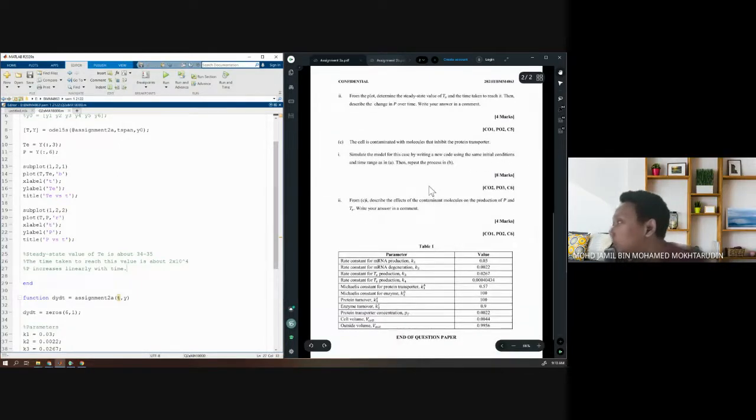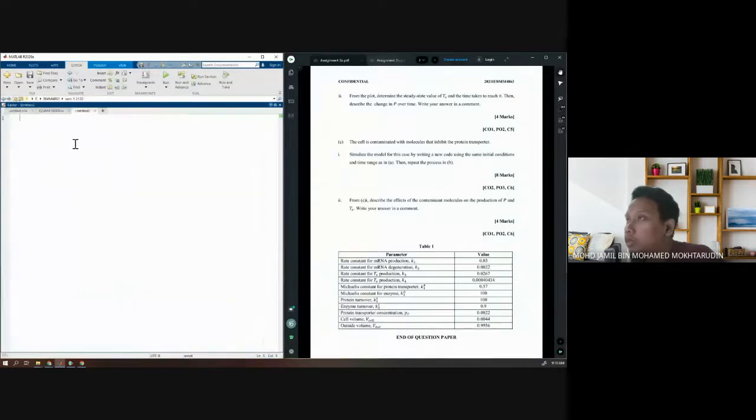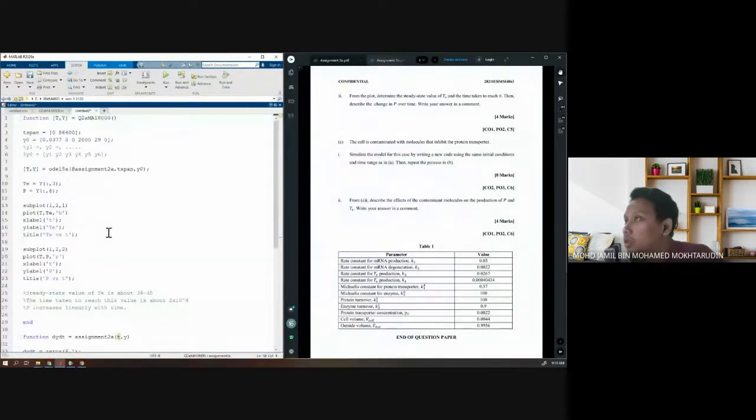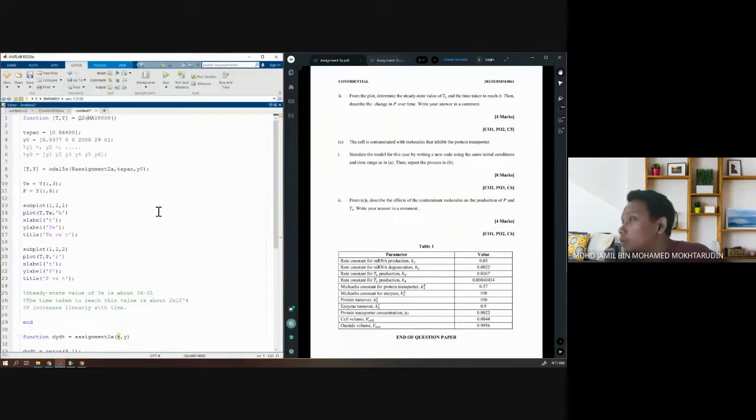So question C, the cell is contaminated with molecules that inhibit the protein transporter. Simulate the model for this case by writing a new code using the same initial conditions and time range in A. So apa yang perlu buat? Just copy and paste. Then change the title to question C and save. Okay, save dulu. Then we do the modification.